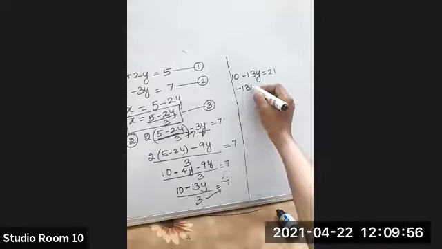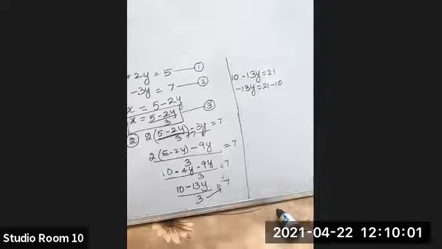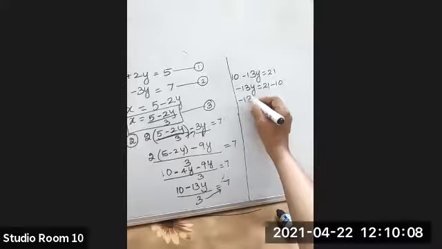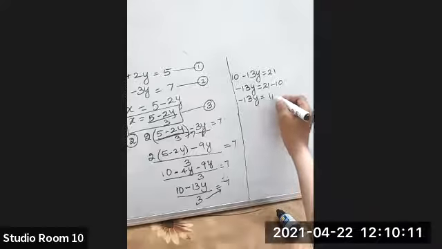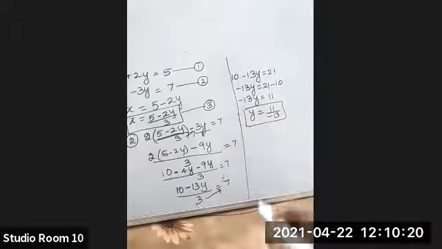So negative 13y is equal to 21 minus 10. Plus 10, if you take it to the other side, it is minus 10. So we get negative 13y is equal to 11. Therefore, what is y? 11 by minus 13. Negative 13 is in product with y. When you transpose it, it will go to the denominator. So we will be getting y as 11 by negative 13.